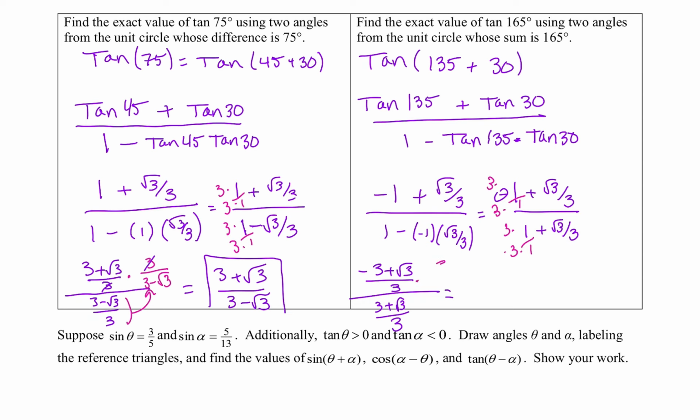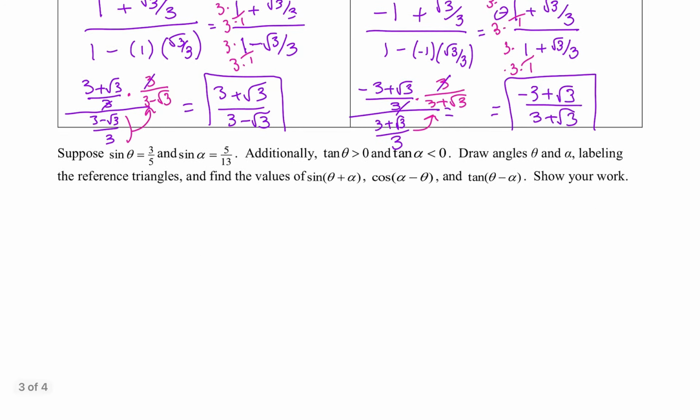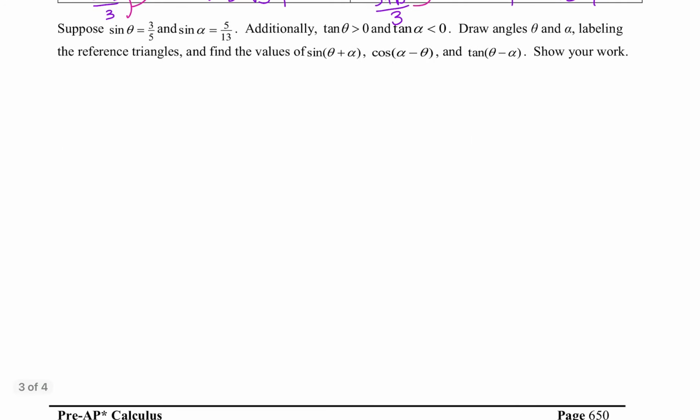Again, when we do keep, change, flip, we would multiply this by its reciprocal. So we do 3 and 3 plus the square root of 3 when we move this up. So we know that these 3's here are going to cancel. And we get negative 3 square roots of 3. Nope, there's a plus there. Negative 3 plus the square root of 3 divided by 3 plus the square root of 3. That would be our final answer.